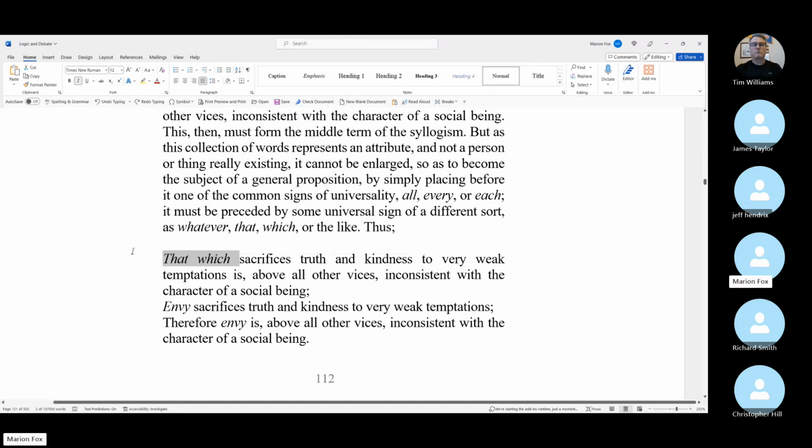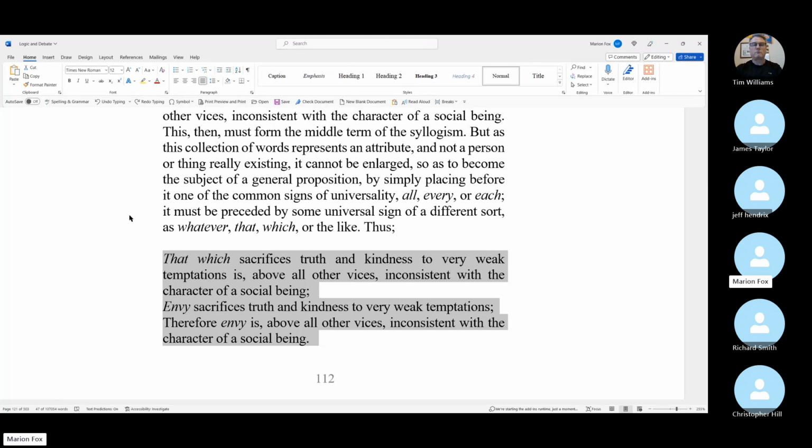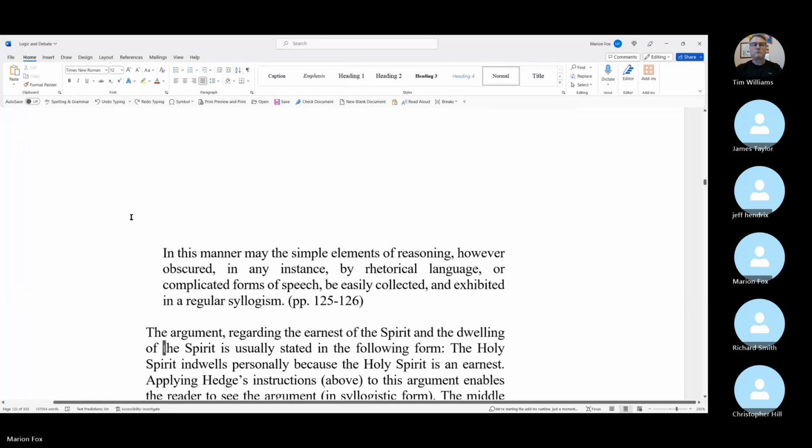Envy sacrifices truth and kindness to very weak temptations. Therefore, envy is, above all vices, inconsistent with the character of a social being. This is a syllogism when he gets through with it. Any questions? Thus the simple elements of reasoning, however obscured by rhetorical language or complicated forms of speech, may be easily collected and exhibited in a regular syllogism.